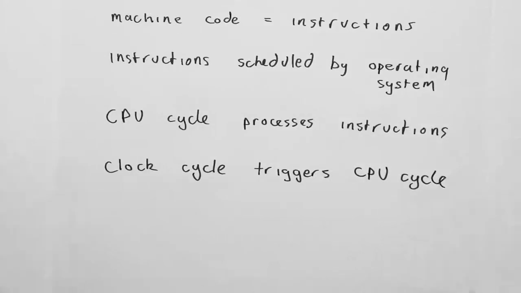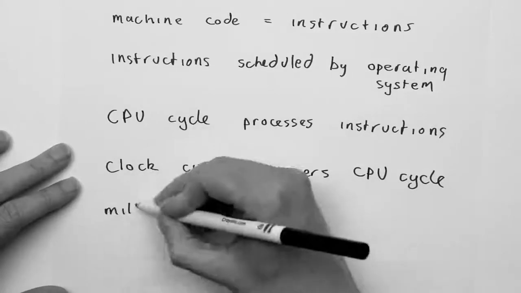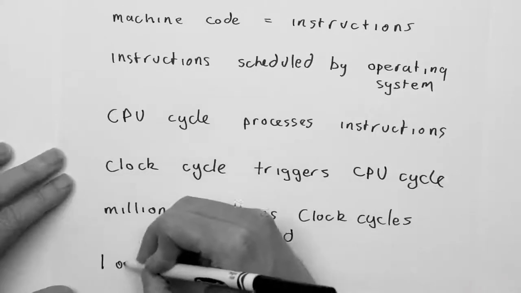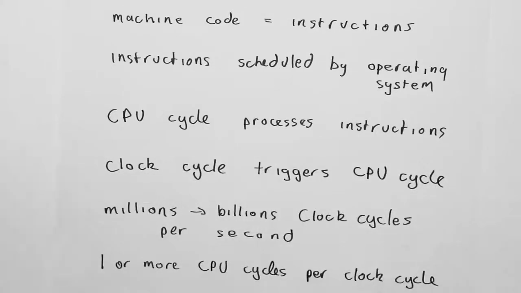CPU cycles are triggered by clock cycles. Millions or billions of clock cycles happen per second, depending on the speed of your computer. One or more CPU cycles happen per clock cycle.